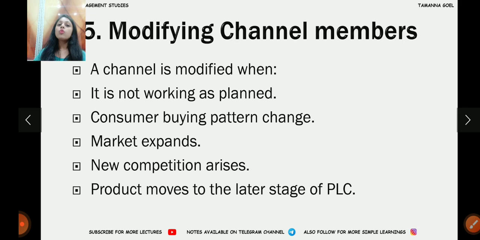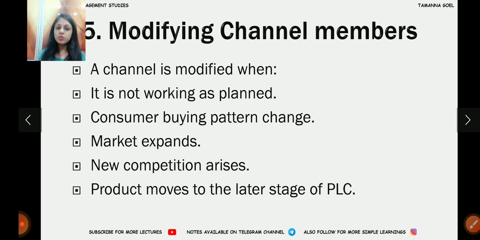And last comes modifying the channel members. As I said when I started this playlist, place decision is very important, because your channels of distribution are very costly, number one, and they have a very long term implication. It is very difficult to modify the channel of distribution. But if the company doesn't have any option, if the sales are not working, then in that case they might go ahead and modify the channels of distribution.